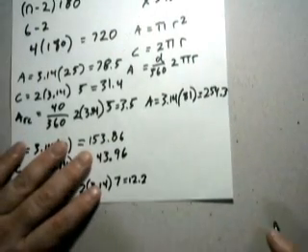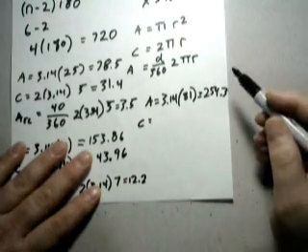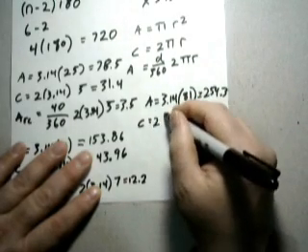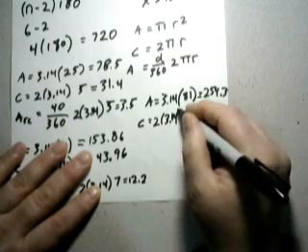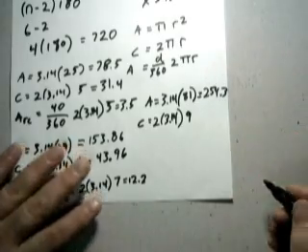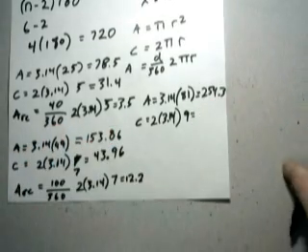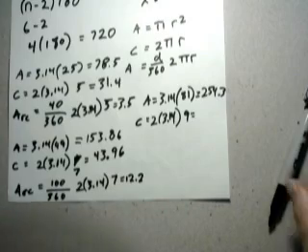Okay, the circumference is 2 times pi times the radius, which is 9. So 18 times 3.14, 56.5.